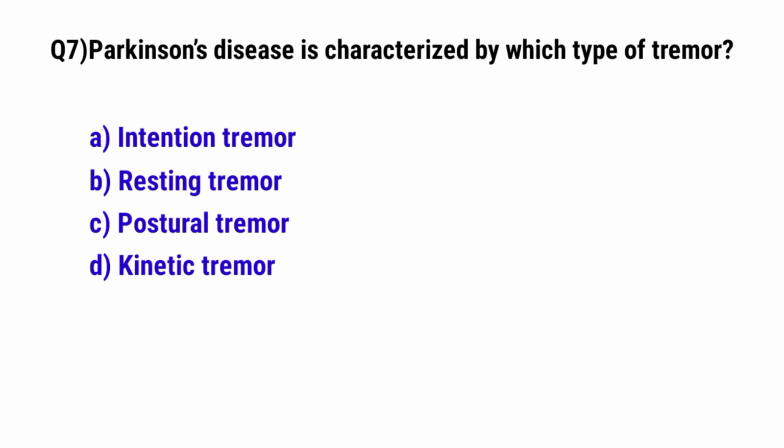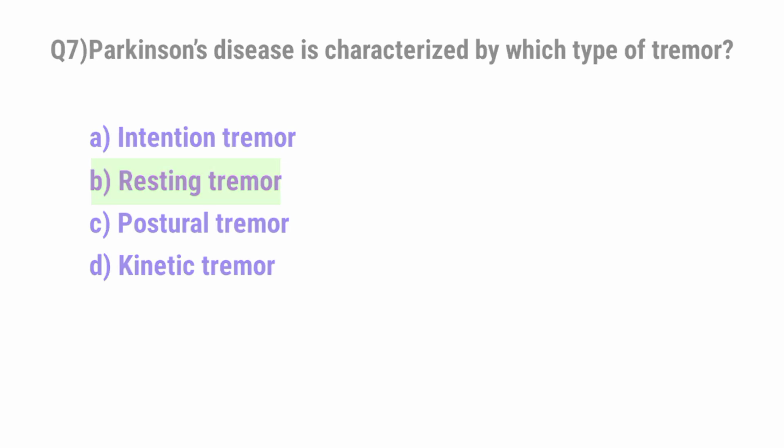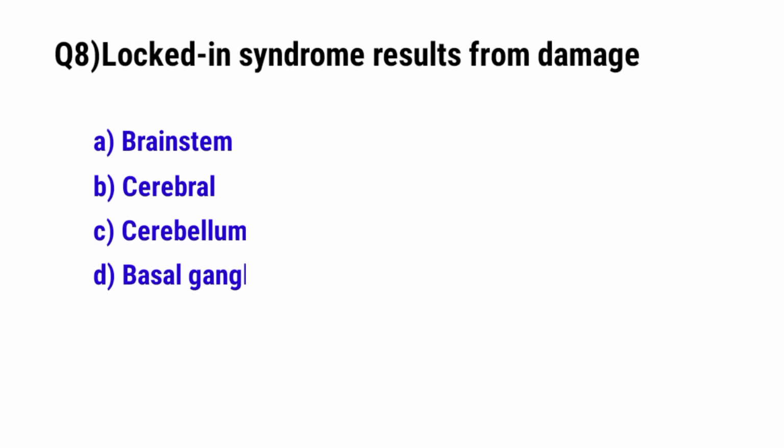Question number 7. Parkinson's disease is characterized by which type of tremors? The correct option is B. Resting tremor. Question number 8. Locked-in syndrome results from damage to the. The correct option is A. Brain stem.